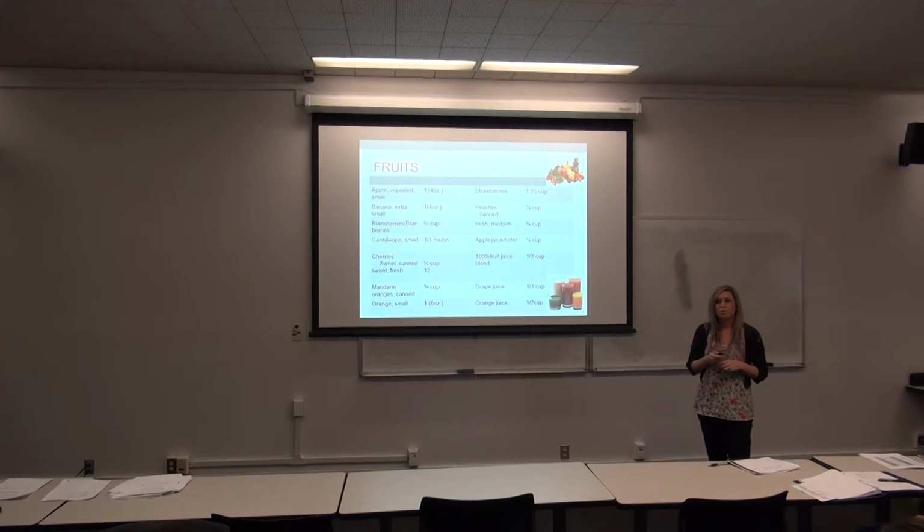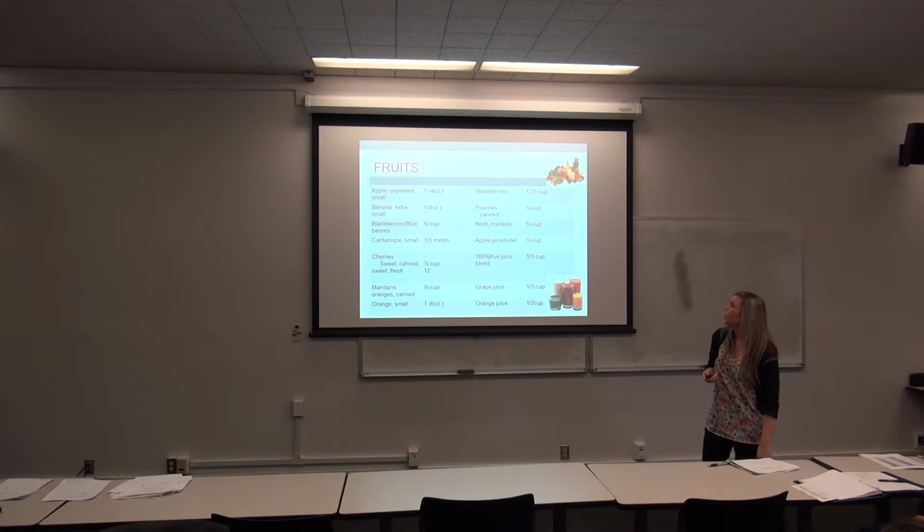Moving on to fruits. This is the second column on your paper. Again, look at the serving sizes. For bananas, for example, 1 four-ounce banana would be considered one fruit, which is a pretty small banana. Sometimes you get those really large bananas, so that might count as like 2 fruits.